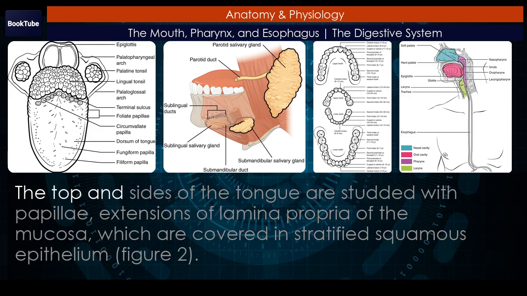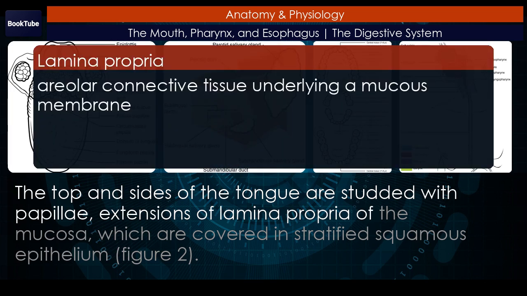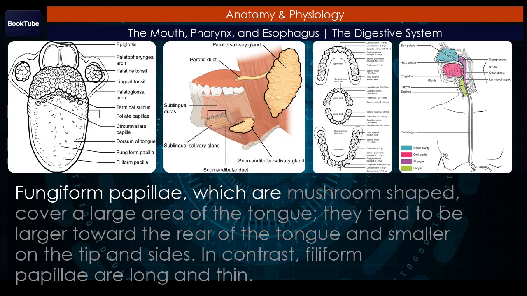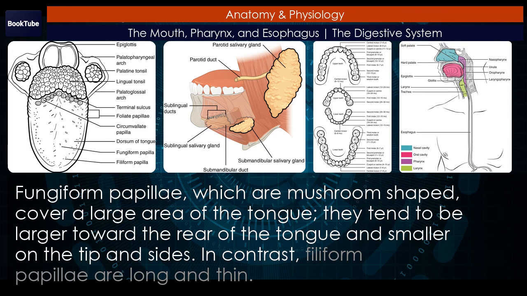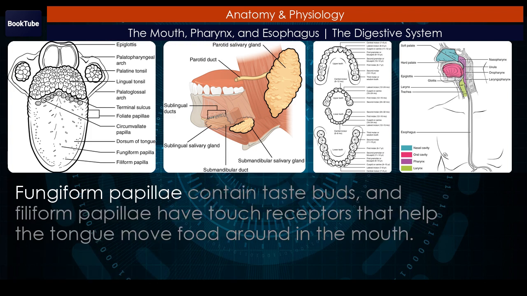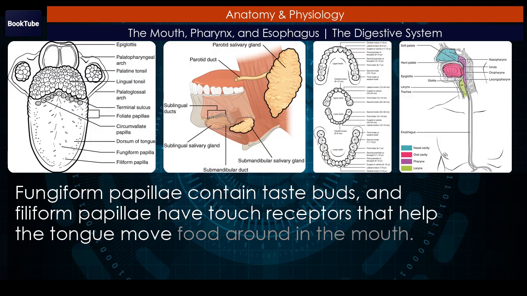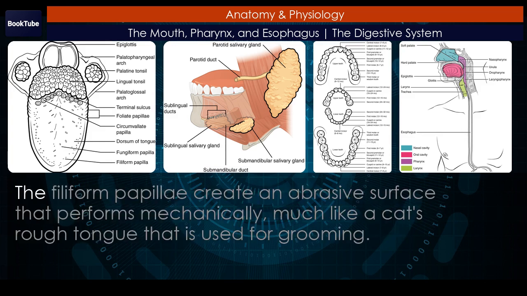The top and sides of the tongue are studded with papillae, extensions of the lamina propria of the mucosa, which are covered in stratified squamous epithelium. Figure 2. Fungiform papillae, which are mushroom-shaped, cover a large area of the tongue. They tend to be larger toward the rear of the tongue and smaller on the tip and sides. In contrast, filiform papillae are long and thin. Fungiform papillae contain taste buds, and filiform papillae have touch receptors that help the tongue move food around in the mouth. The filiform papillae create an abrasive surface that performs mechanically, much like a cat's rough tongue that is used for grooming.